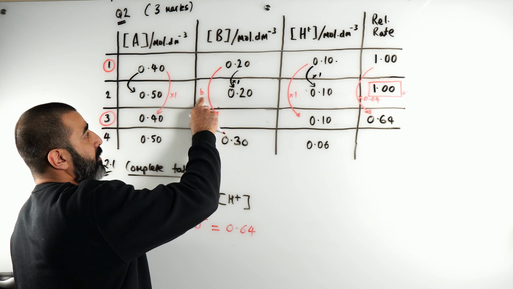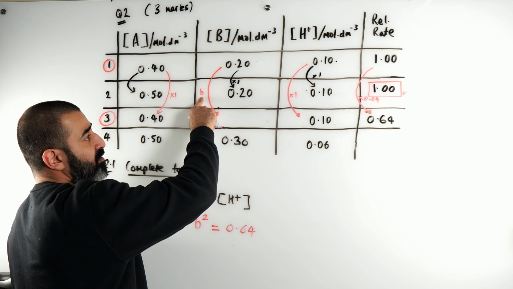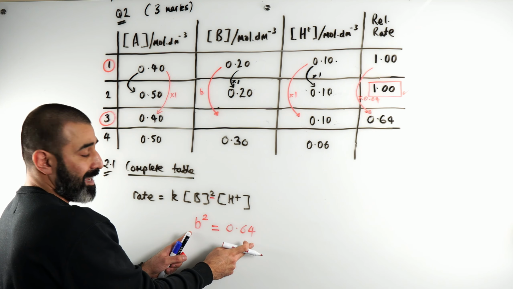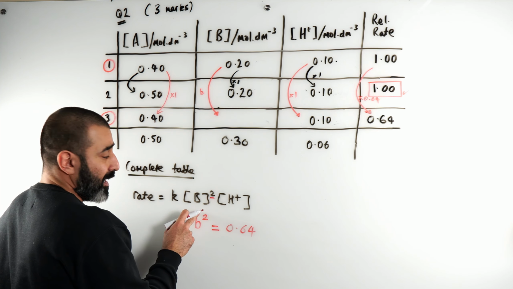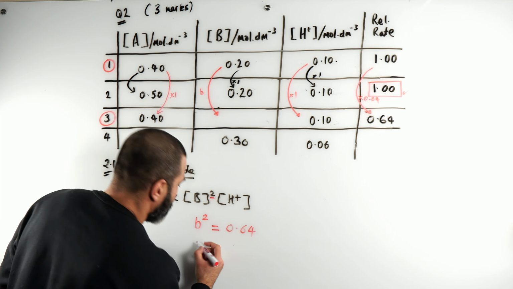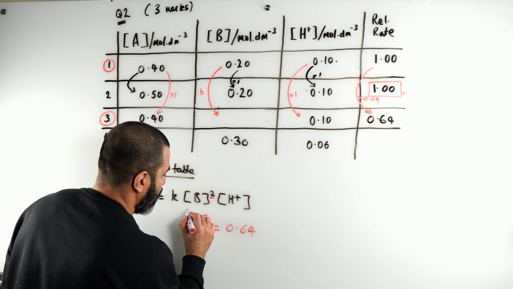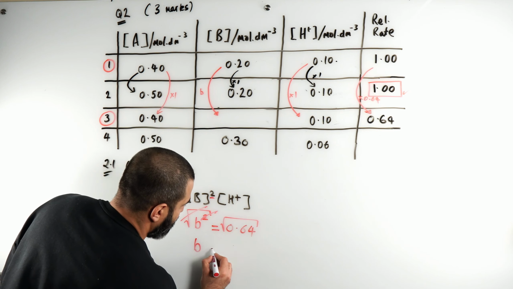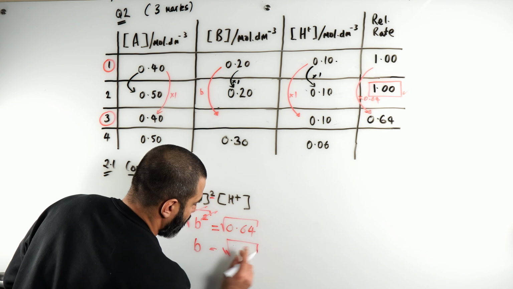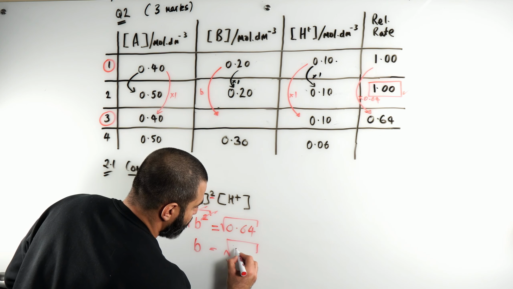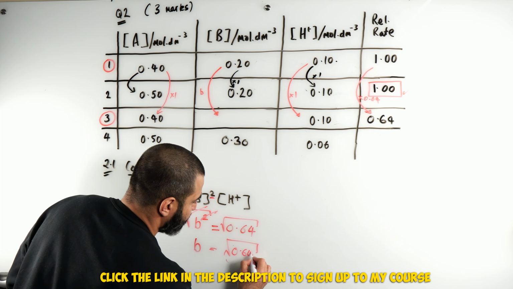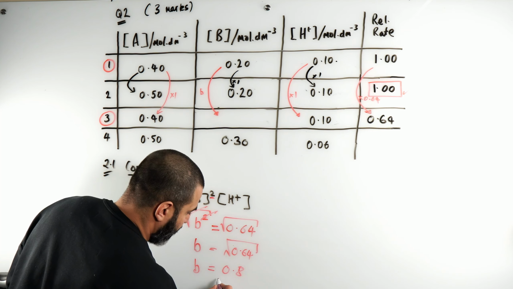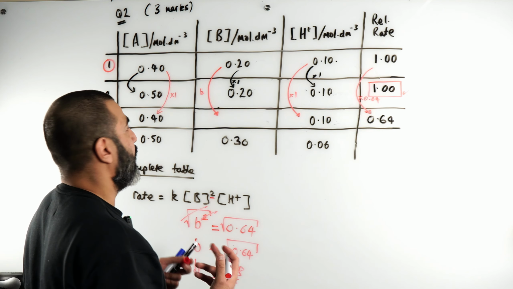So we're changing this factor b for the concentration of B, and the relative rate is going to change by b squared, okay? And we've expressed that here. So to get what the factor of b is, what we have to do is take square roots of both sides. So if we square root both sides, that looks funky. So the square root of 0.64, I think, is going to be 0.8, okay? And let's just test that.